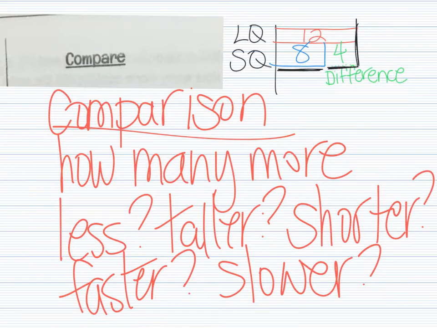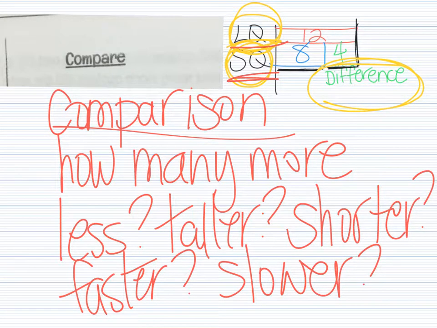So comparison problems are always going to have two things in the word problem that you're going to have to compare. You're going to have to see which one's taller or shorter or faster or longer. You'll always have two things to compare. And in a comparison problem, you will always have a larger quantity, a smaller quantity, and you'll always have a difference. So those are my three options for my unknowns. I can have a larger quantity unknown. I could have the smaller quantity unknown, or the difference could be unknown in my word problem.